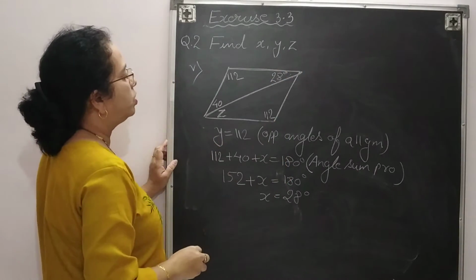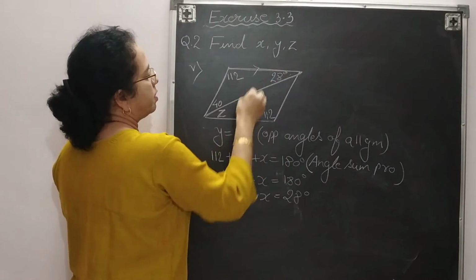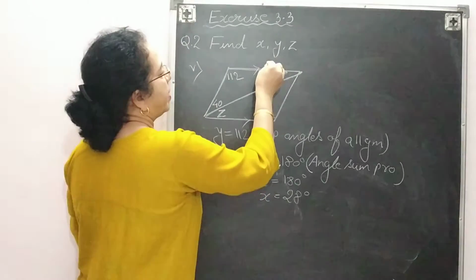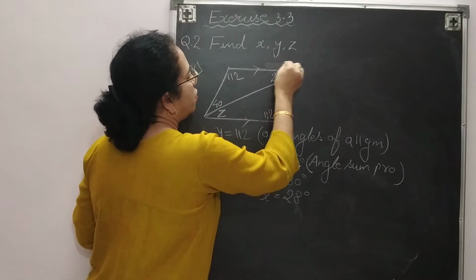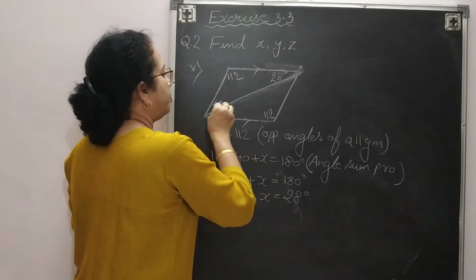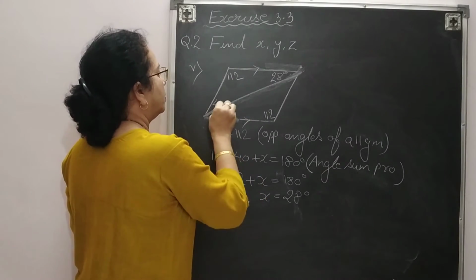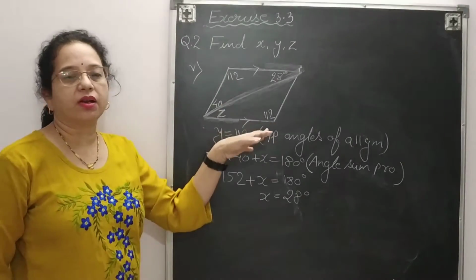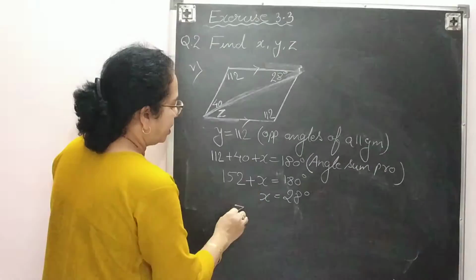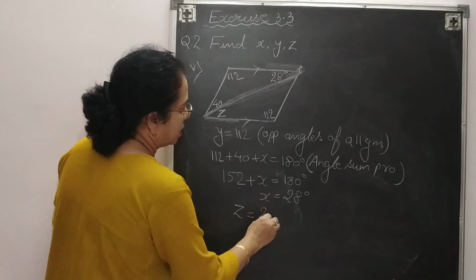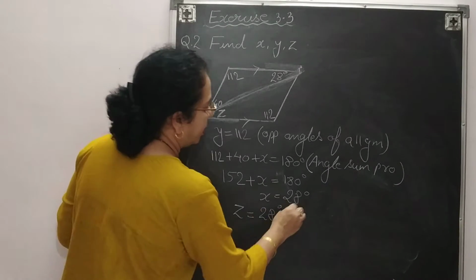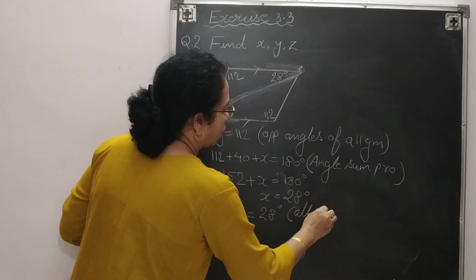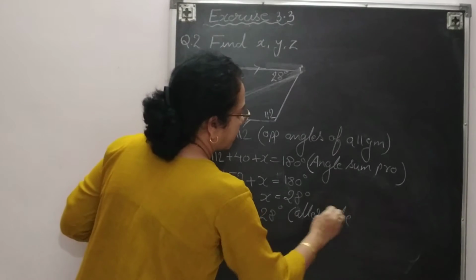How can you find out z? Again, since this is a parallelogram, opposite sides are parallel, you can see that you are getting a Z shape here. So this Z shape means again these are alternate angles, and alternate angles are equal in measure. So z is equal to 28 degree. In bracket, write down alternate angles.